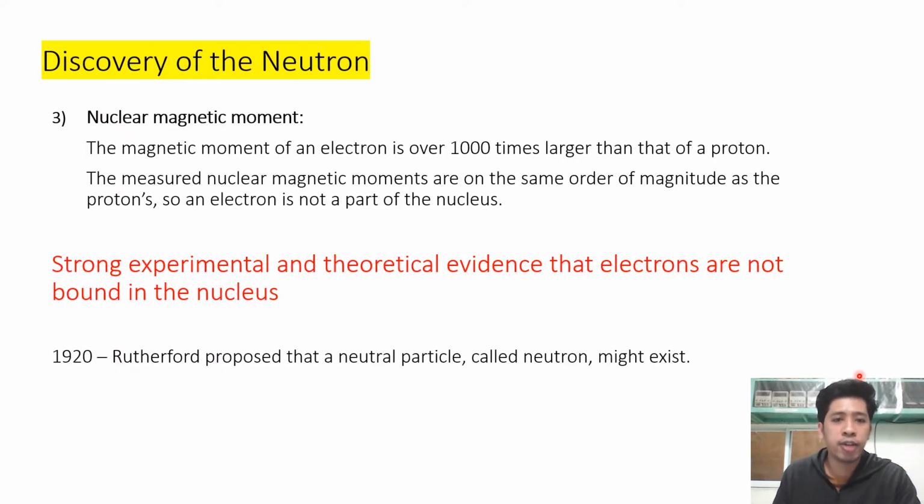Another reason is your nuclear magnetic moment. The magnetic moment of an electron is over 1,000 times larger than that of the proton. So just from that alone, you can say that the electron is really not in your nucleus, but it should be something else. And the measured nuclear magnetic moments are of the same order of magnitude as the protons, so an electron is not part of the nucleus. So there is strong experimental and theoretical evidence that electrons are not bound in the nucleus. And in the 1920s, Rutherford proposed that a neutral particle called the neutron might actually exist.